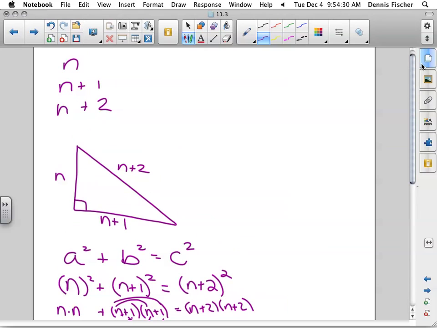If N is 3, what's 3 plus 1? And 3 plus 2. So what are my sides of my triangle? 3, 4, 5.